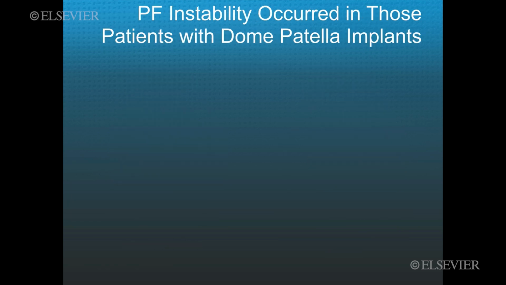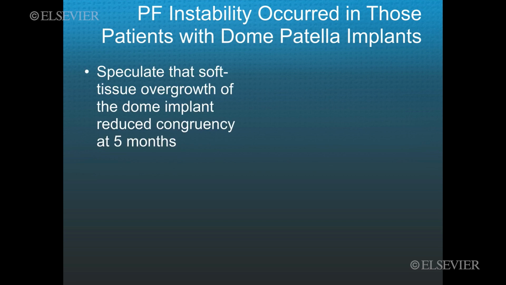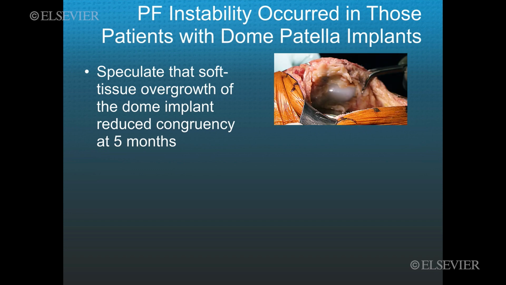Patellofemoral instability occurred in those patients with dome patella implants, another risk factor or cause. We speculate that soft tissue overgrowth of the dome implant, which is relatively small, reduced the congruency at about 5 months, hence the passage of time was required for the instability to occur, and explains the atraumatic onset. This is just an eversion of the patella showing the soft tissue on a dome button.